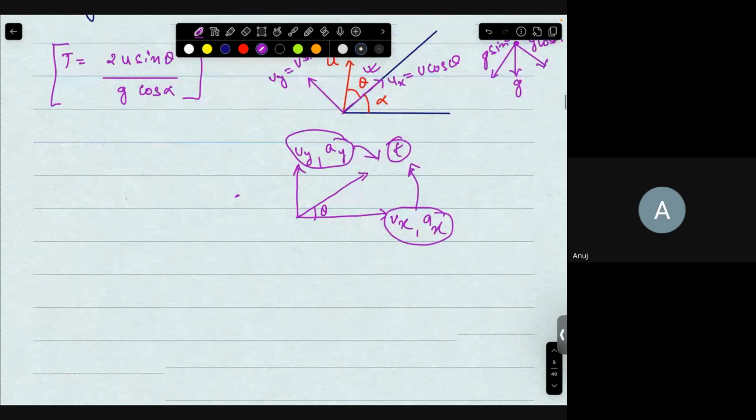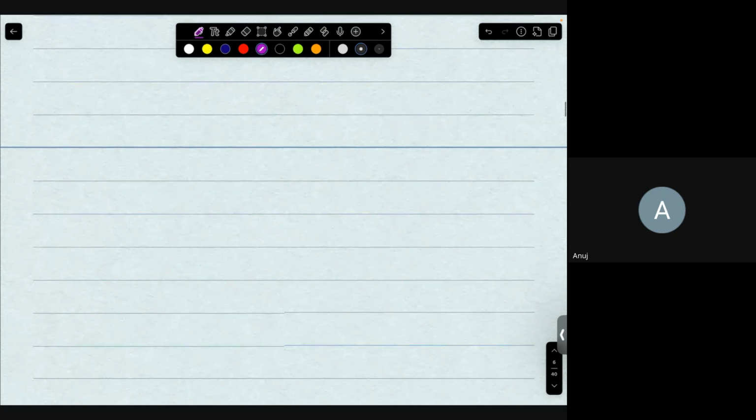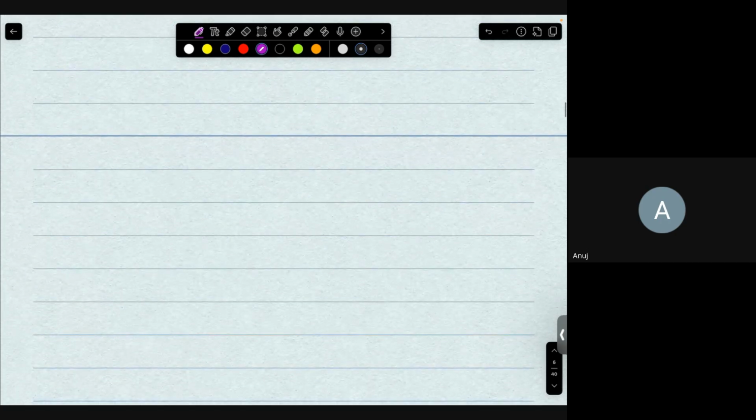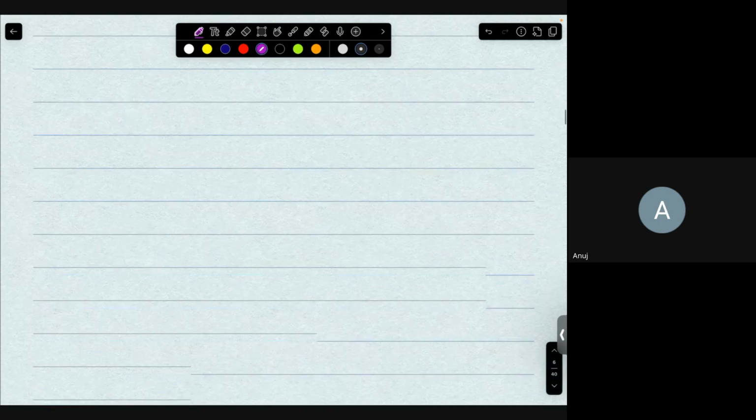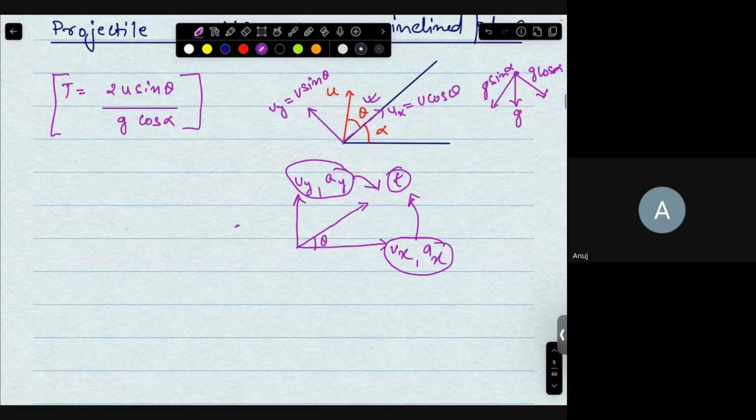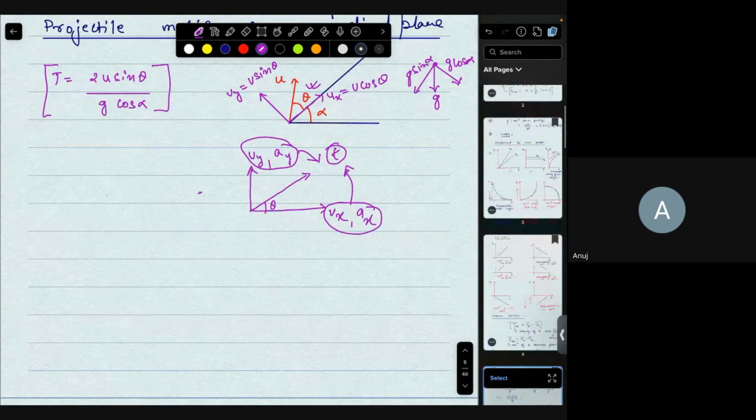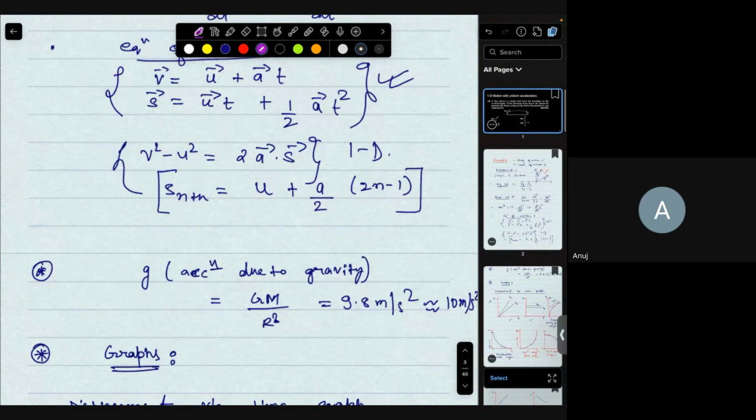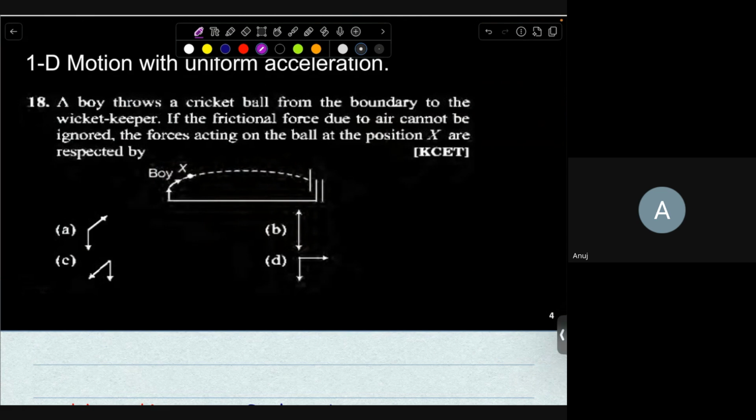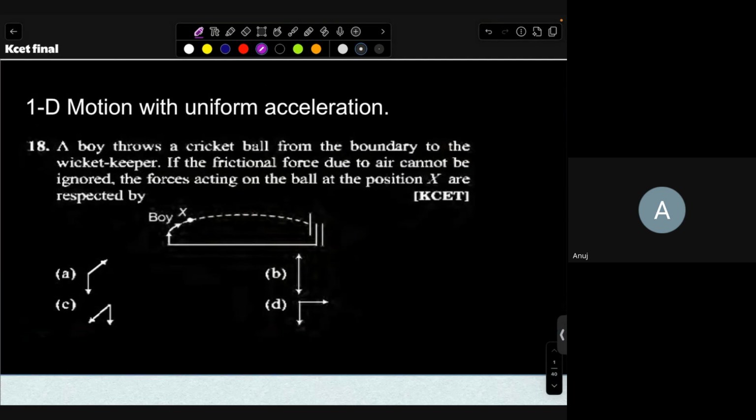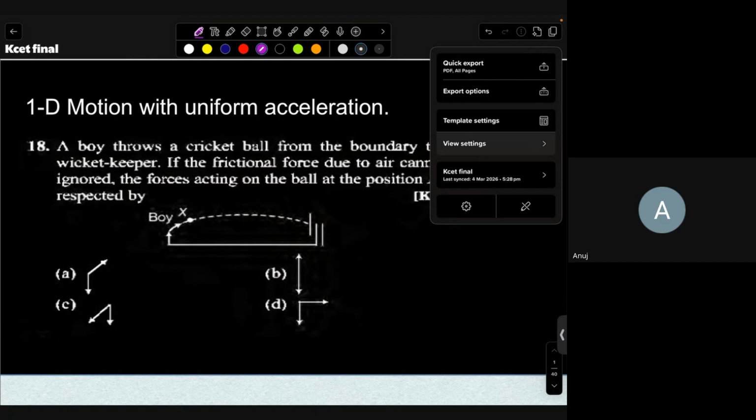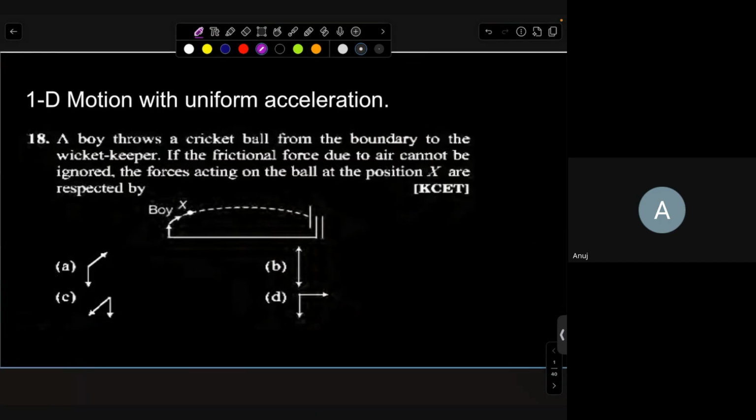Okay, I think we have discussed enough. We can start with the problem solving. Okay. Let's see this first question. What should be the answer for this question?